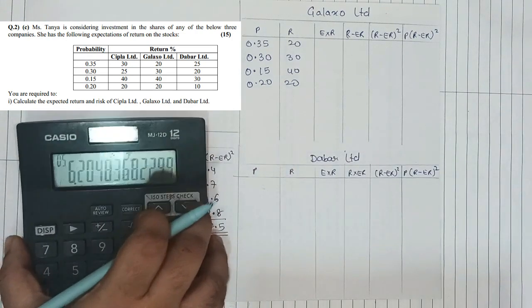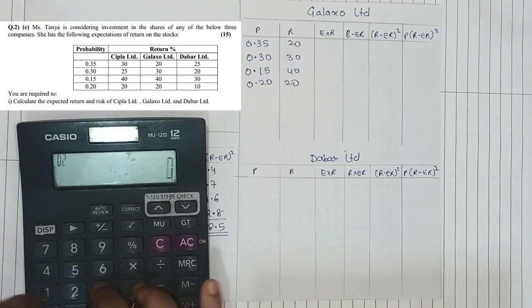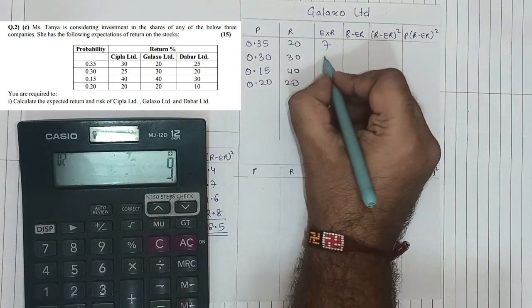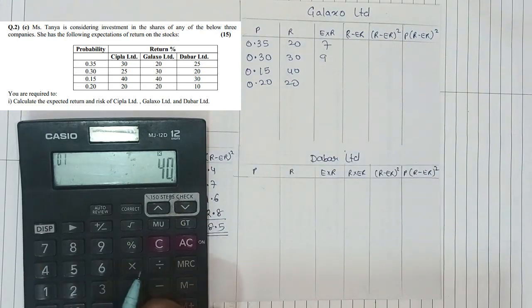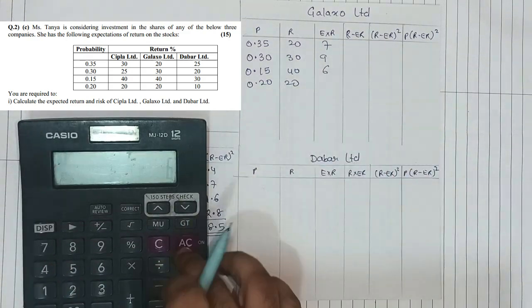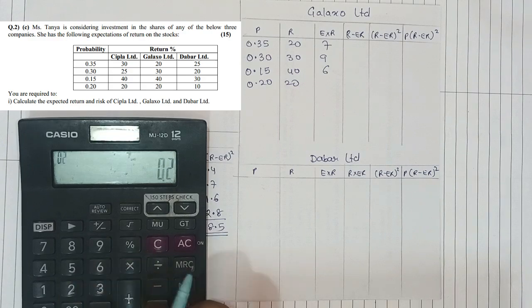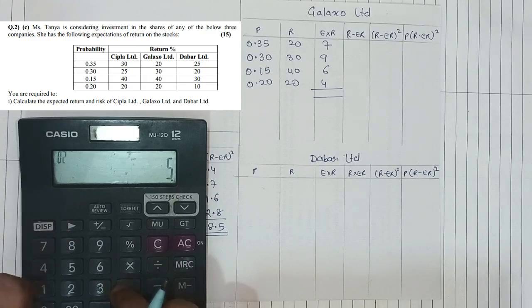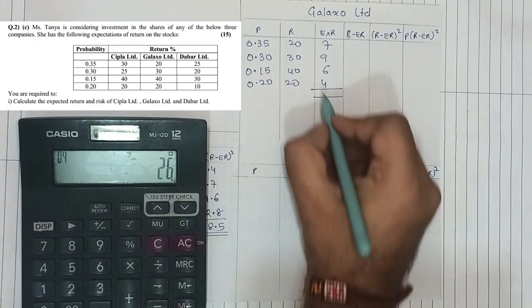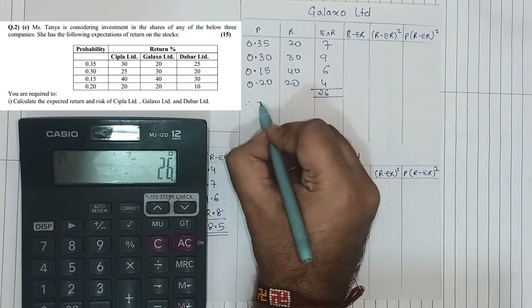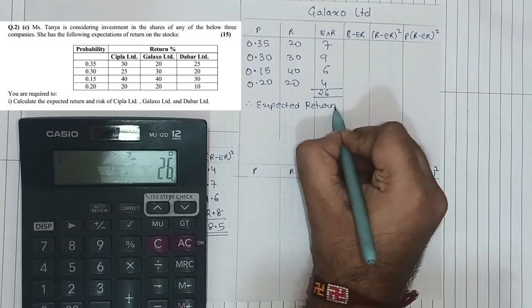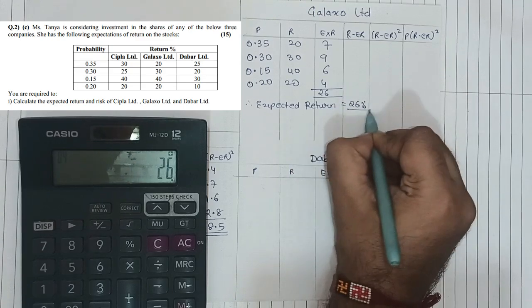Now, same way we need to find the expected return. So 20 into 0.35 is 7, 30 into 0.3 is 9, 40 into 0.15 is 6 and 20 into 0.2 is 4. We add up 7 plus 9 plus 6 plus 4 is 26. Therefore, expected return is equal to 26%.